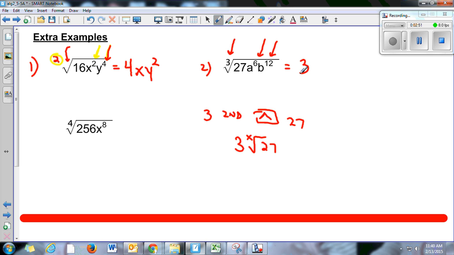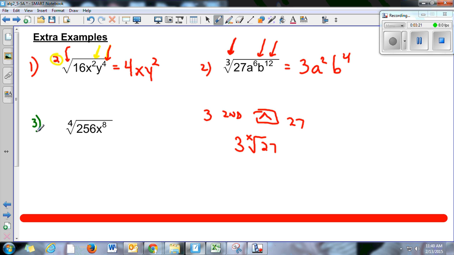For my variables, again, hopefully they will divide evenly. Sometimes they will, sometimes they will not. So I can take my index of 3, divide that into 6, and I get 2. I can take 3 and divide that into 12 and come out with 4. So far so good. Everything's worked out kind of nice and easy. Anybody have any questions yet? No? Okay, well we'll keep going.